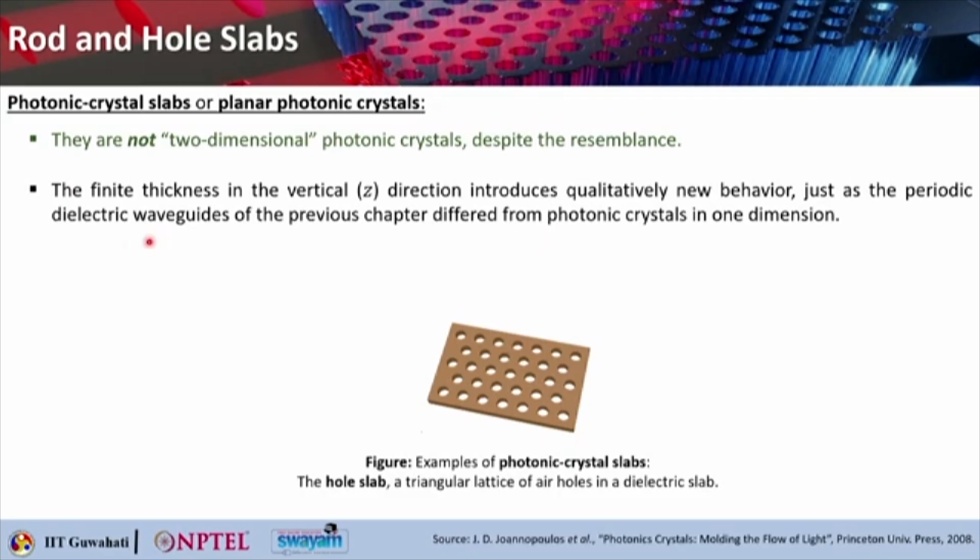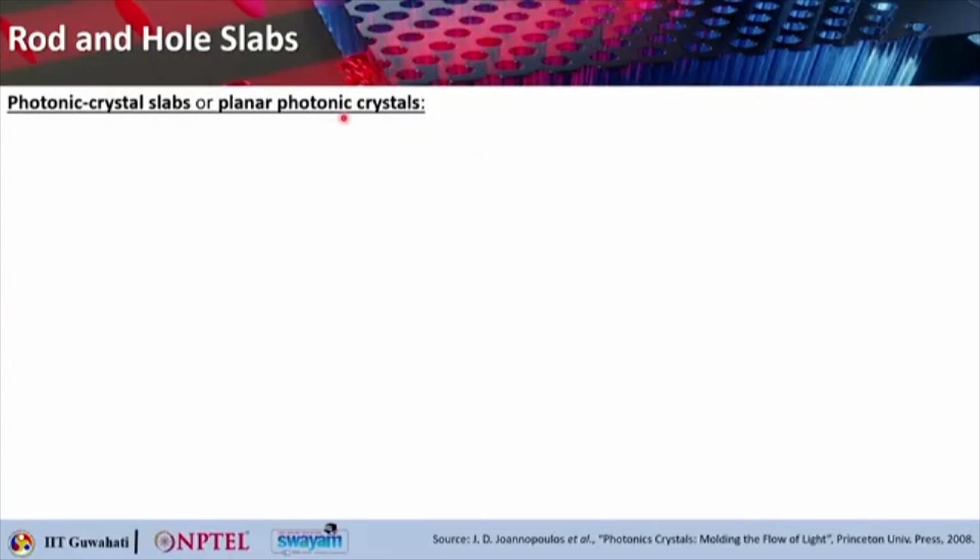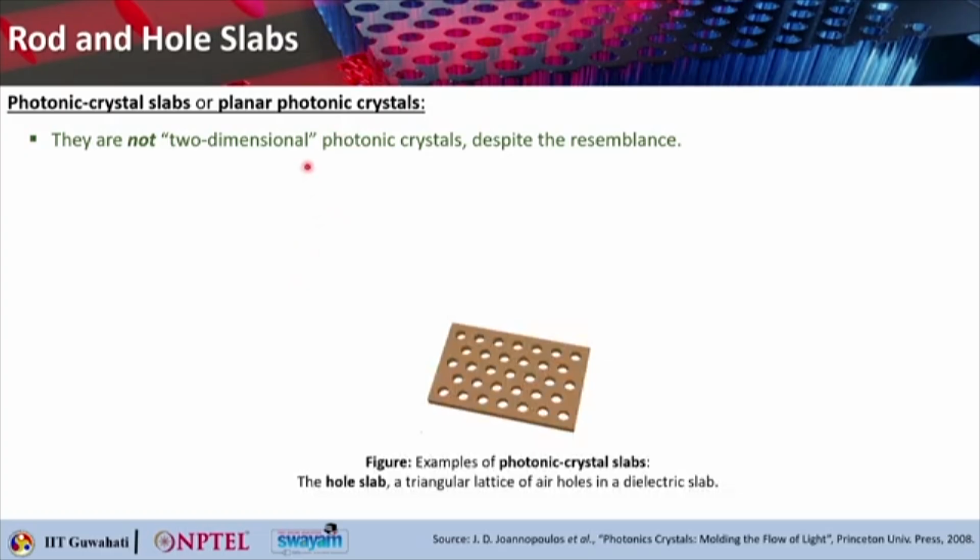Just as the periodic dielectric waveguides which you have seen in the previous lecture basically differed from photonic crystals in one dimension. So let us begin our discussion with rod and hole slabs. They are also called photonic crystal slabs or planar photonic crystals. And as we discussed before, they are not 2-dimensional photonic crystals despite their resemblance.